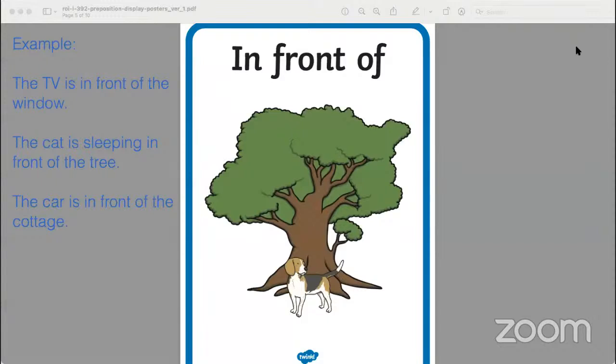Nika? The flower garden is in front of my house. Sorry, repeat again. The flower garden is in front of my house. Good.